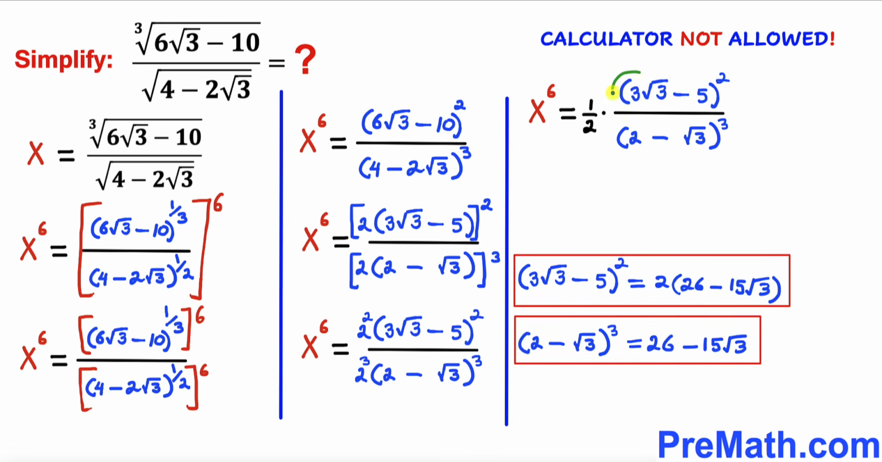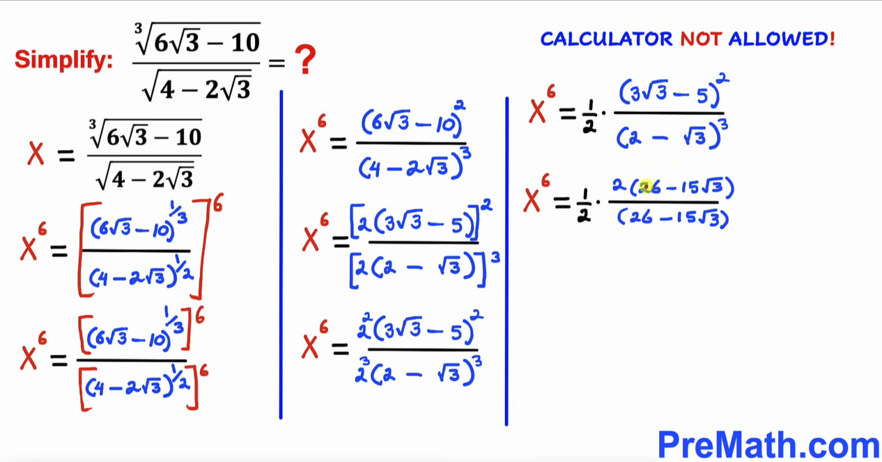And now we can see this numerator part has been simplified over here, and this denominator part has been simplified over here as well, as you can see in this next step. And now we can see this whole thing cancels out with this one. So therefore we can see x power 6 turns out to be equal to simply 1 divided by 2 and then this times 2. So therefore our x power 6 value simply turns out to be 1.